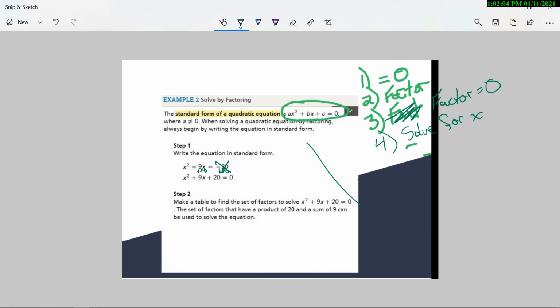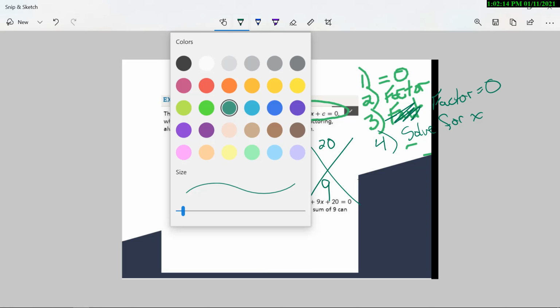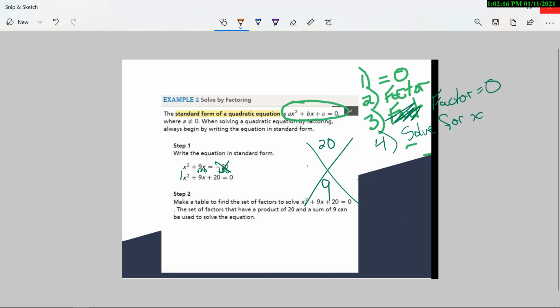Now we factor. Diamond problem. Coefficient of x squared is 1, so 1 times 20 is 20. Middle number is 9. We want two numbers that multiply to 20 but add up to 9. Well, that would be 4 and 5. Again, because we have an a value of 1, because the coefficient of x squared is 1, we can skip right to here, which is nice.